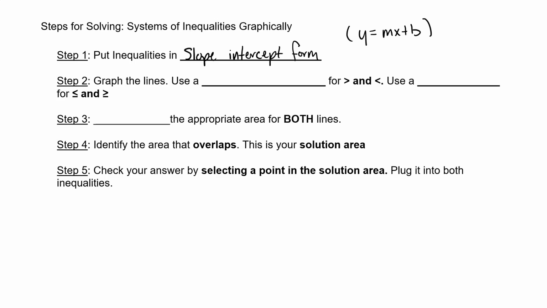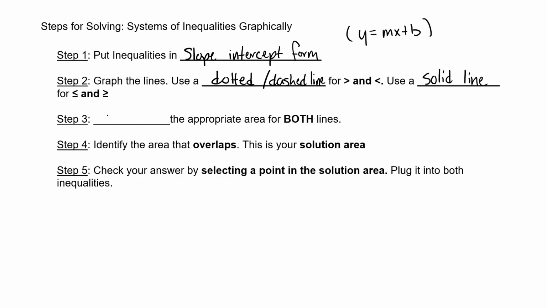Step 2, graph the lines. Use a dotted or dashed line for greater than and less than. Use a solid line for less than or equal to and greater than or equal to.